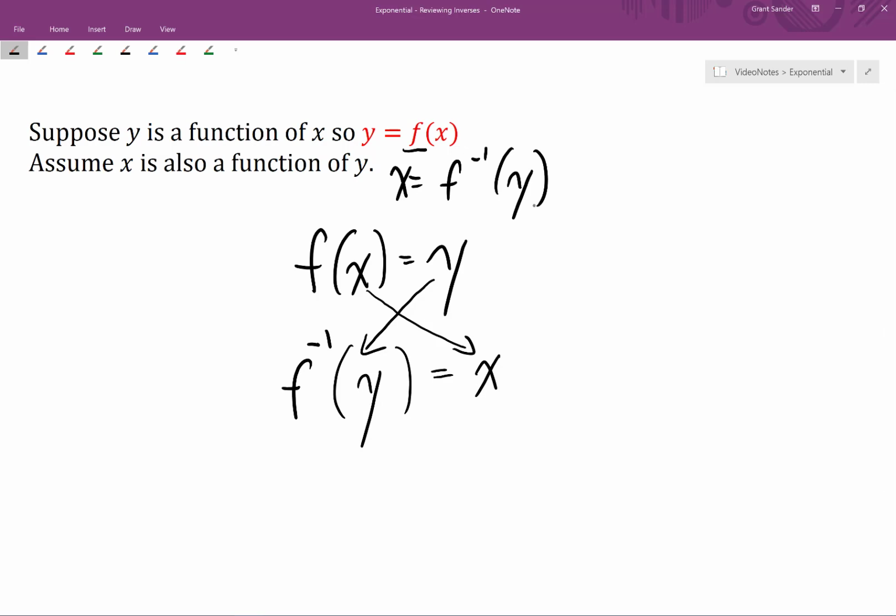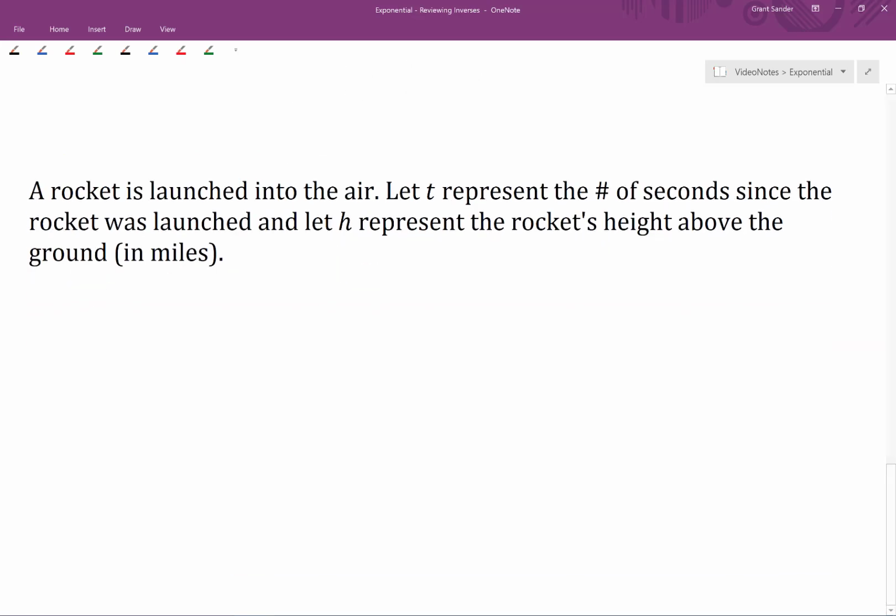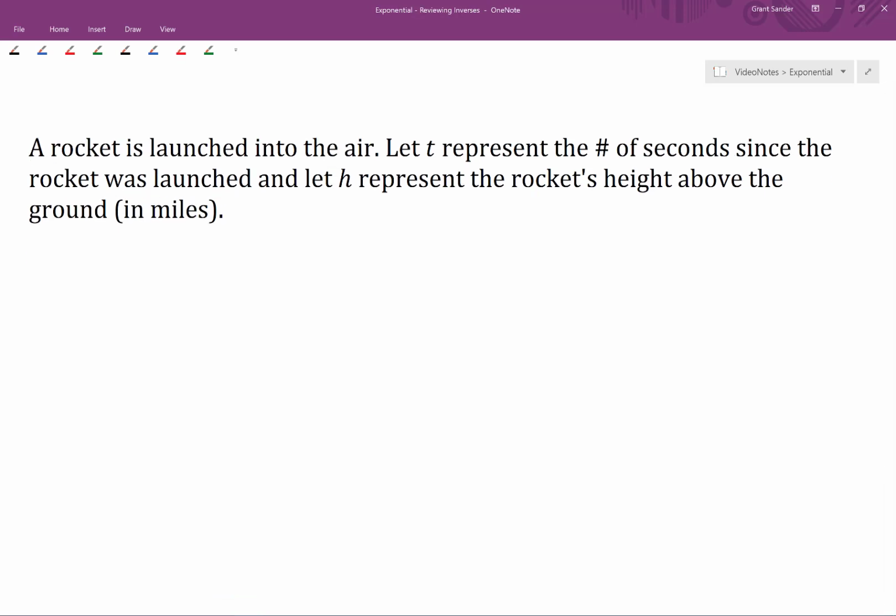Let's look at an example of function inverse in an applied context. Suppose a rocket is launched into the air. We'll let t represent the number of seconds since the rocket was launched, and we'll let h represent the rocket's height above the ground in miles. So we can assume that h is a function of t, and we'll go ahead and name this function g. So we could say that the height h is a function of t, and we'll name that function g.